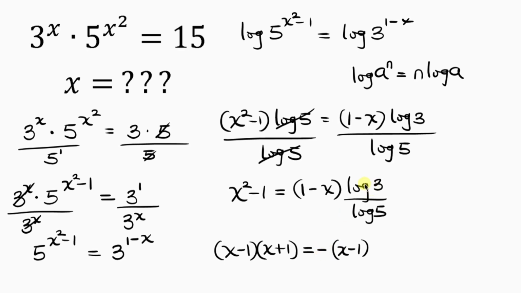Now, from the law of logarithm, this expression can be written as log 3 base 5, which means if I have log A divided by log B, this is the law of logarithm, this can be written as log A base B.